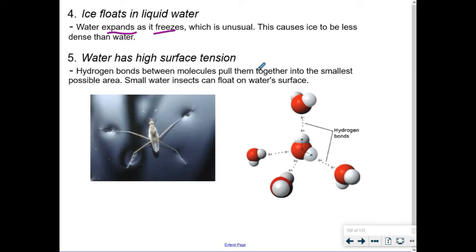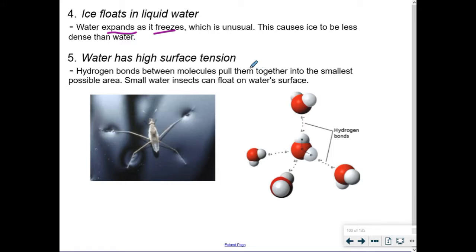This is weird because every other compound, when it freezes, actually contracts and gets smaller. You learned about this in a previous science class, where when you heat something, it kind of enlarges and gets bigger a little bit. Like that's what a hot air balloon does, right? You add heat to a hot air balloon, it expands. Water's weird. You freeze water and it expands.